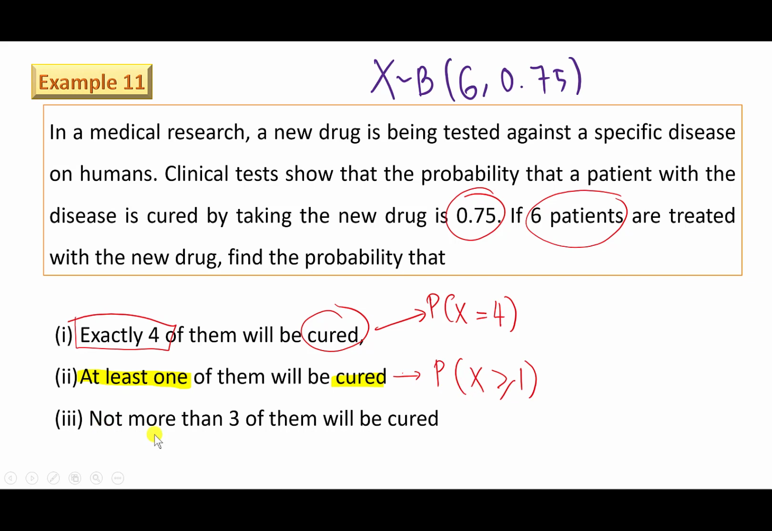For number 3, not more than 3 will be cured. So the keyword here is not more than 3 will be cured. Not more than 3 means that the maximum number of patients to be cured is 3. So we write the probability as X less equal than 3.